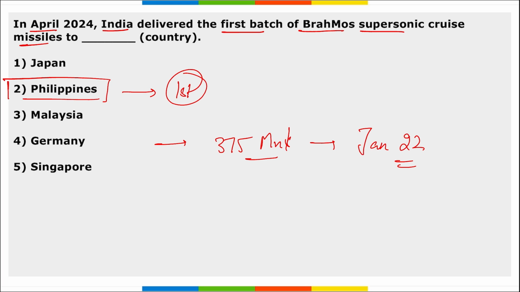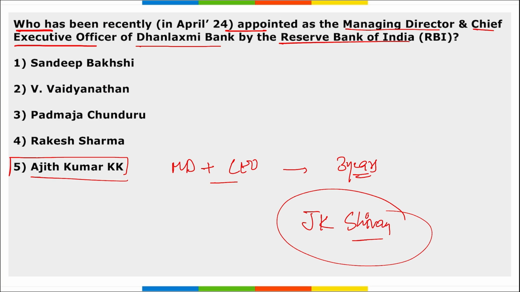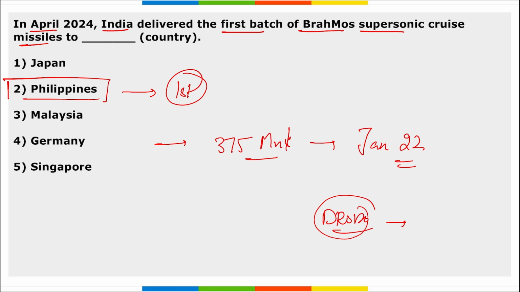Correct? And remember, this BrahMos supersonic cruise missile is a joint venture between DRDO and the Russian Federation's NPO. So between India and Russia, this is a joint venture.